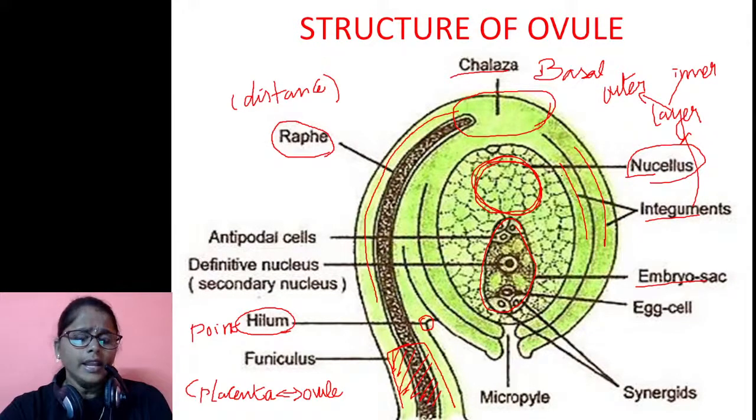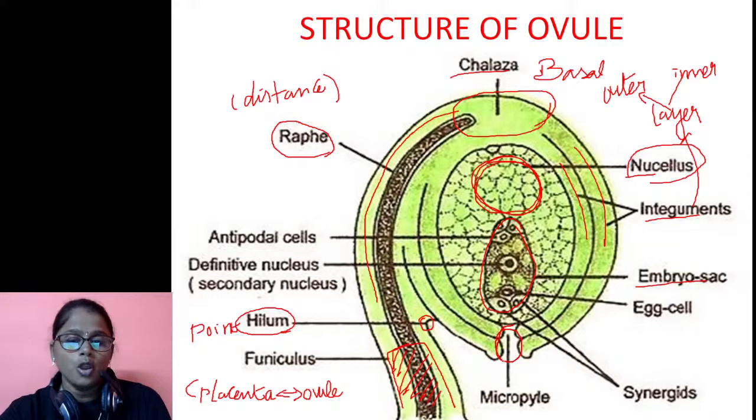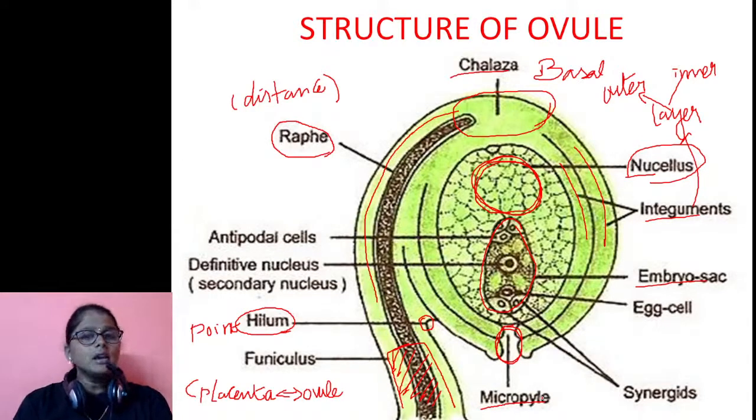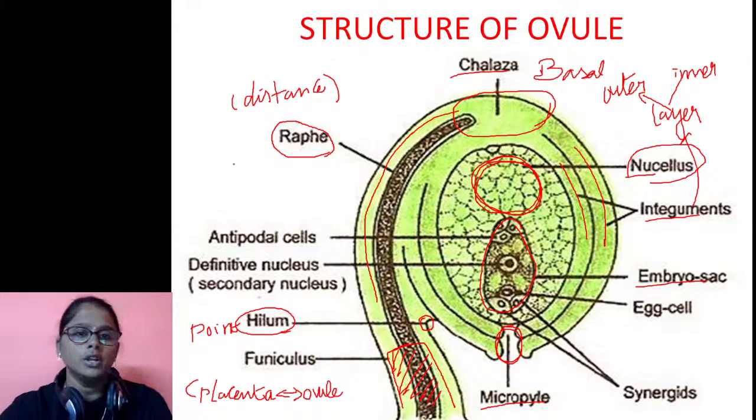And the integuments, that is the outer integument and the inner integument, are absent at a region, a small opening-like structure which is called the micropyle. So the micropyle is the region where the integuments are absent. Okay, so these are some of the important parts when you are taking into concern the structure of the ovule.